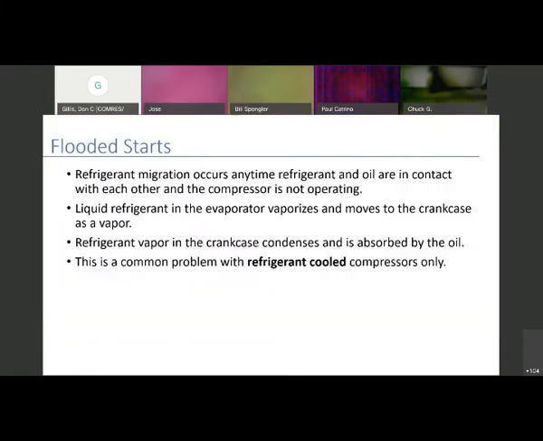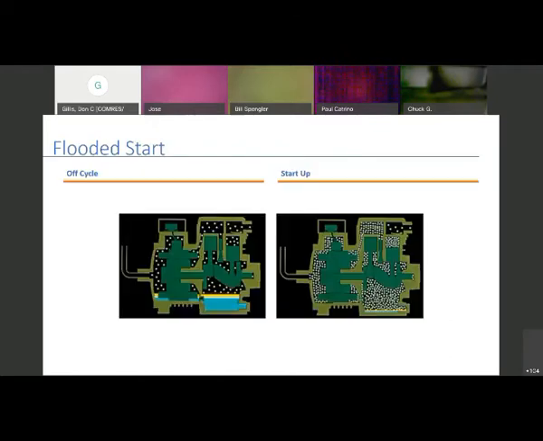Okay, refrigerant migration occurs anytime the refrigerant and oil are in contact with each other and the compressor is not operating. Again, off cycle. Liquid refrigerant in the evaporator vaporizes and moves to the crankcase as a vapor. Refrigerant vapor in the crankcase condenses and is absorbed by the oil. This is a common problem with refrigerant-cooled compressors only, okay?